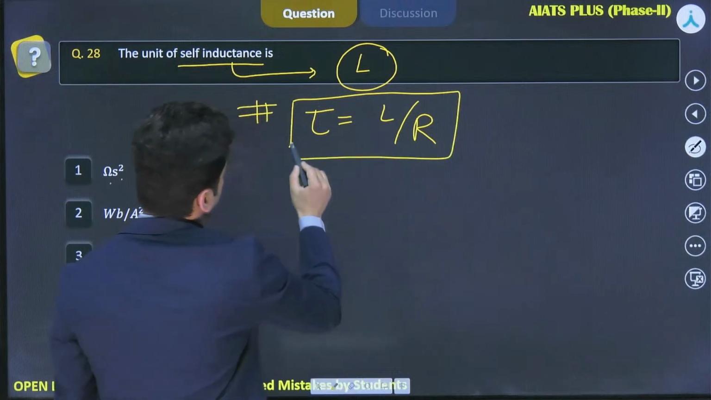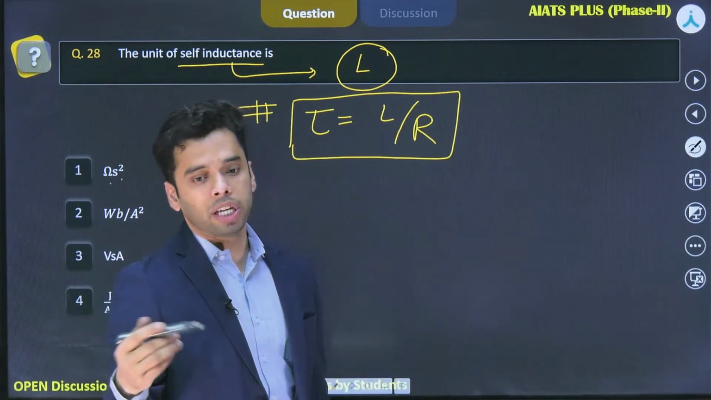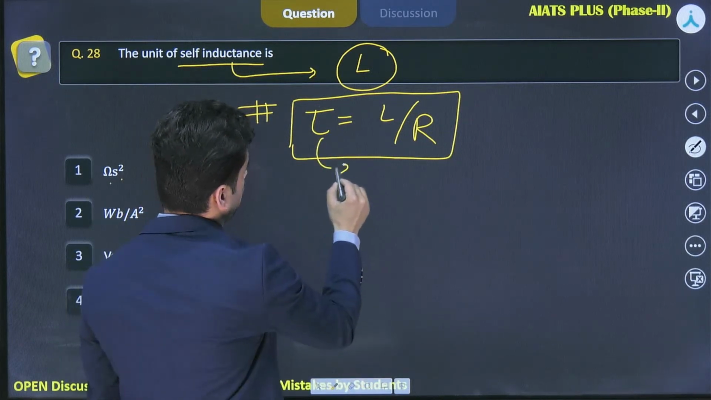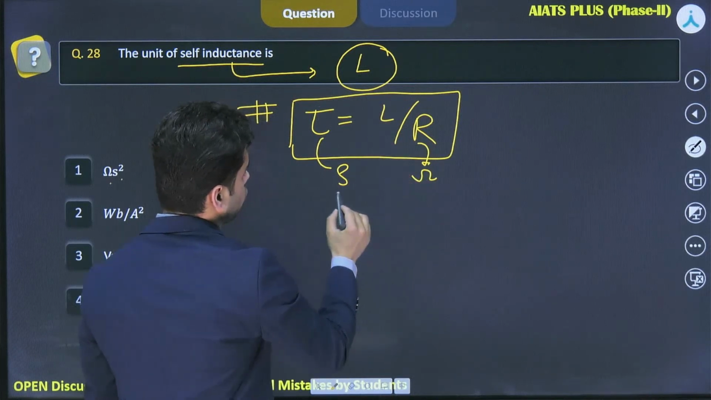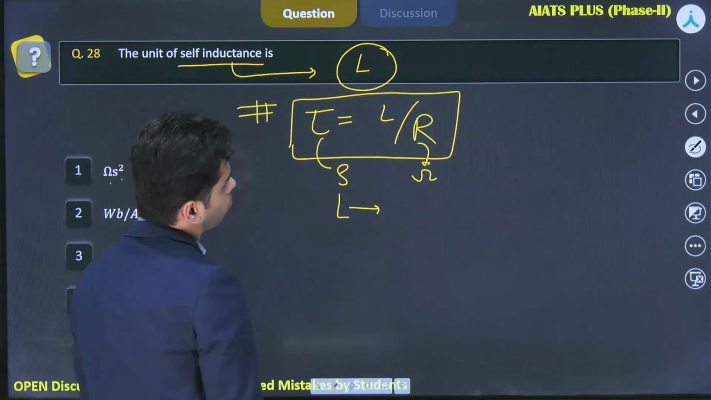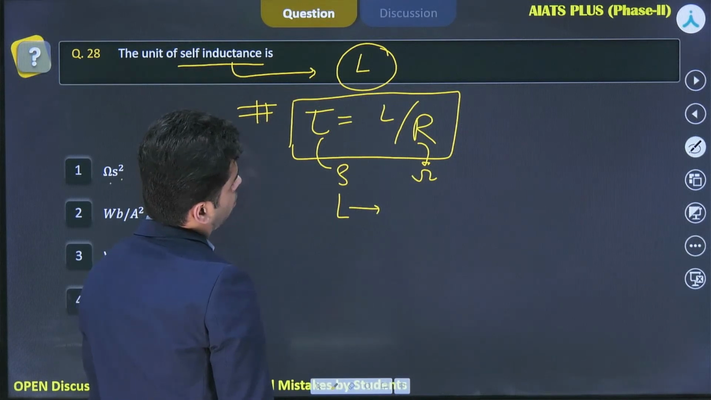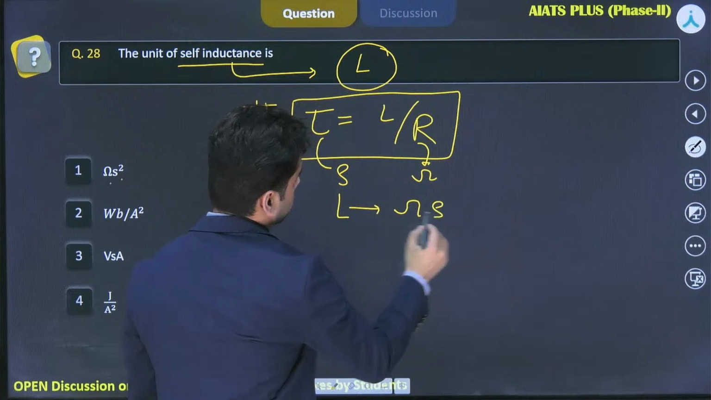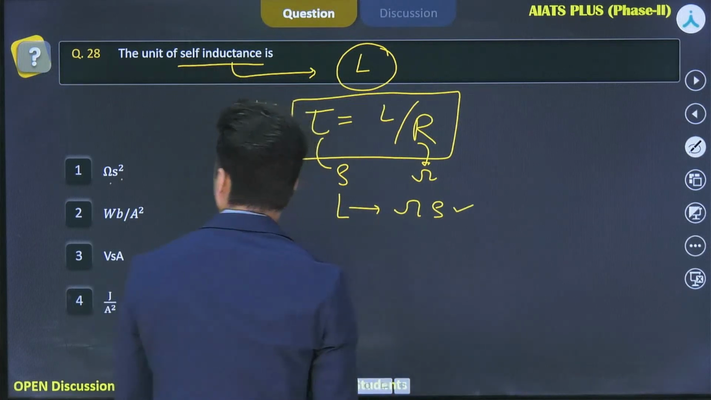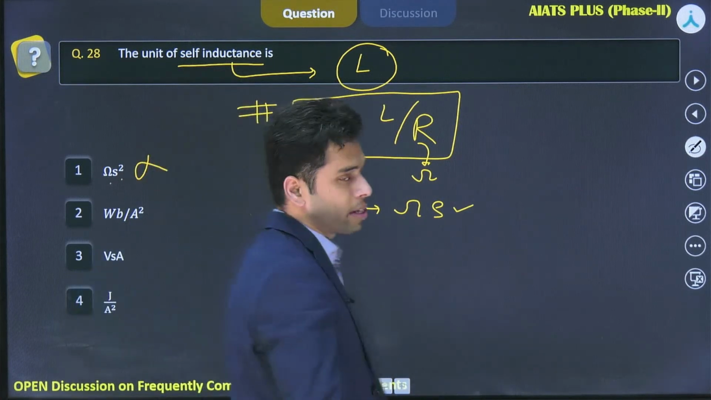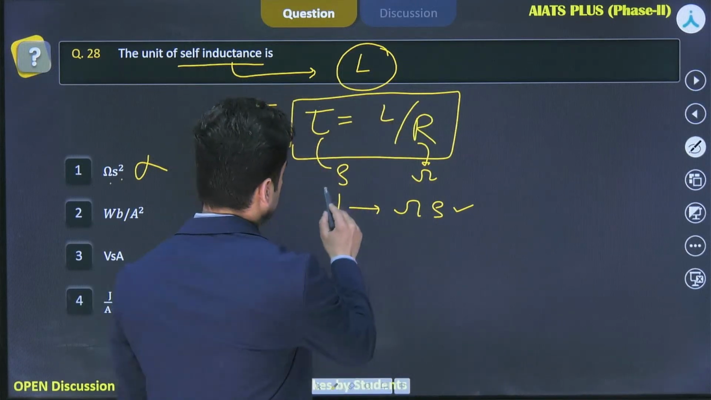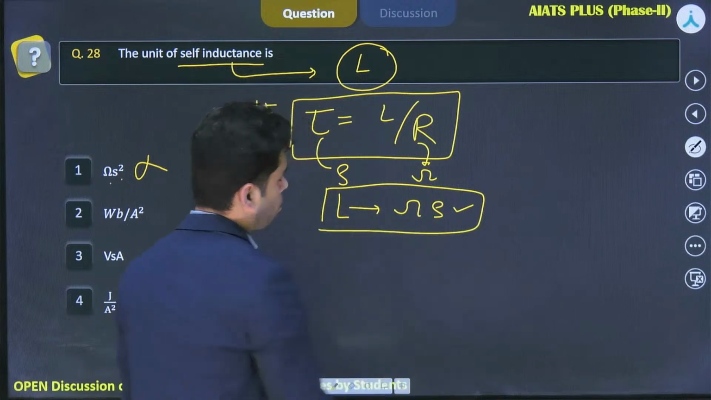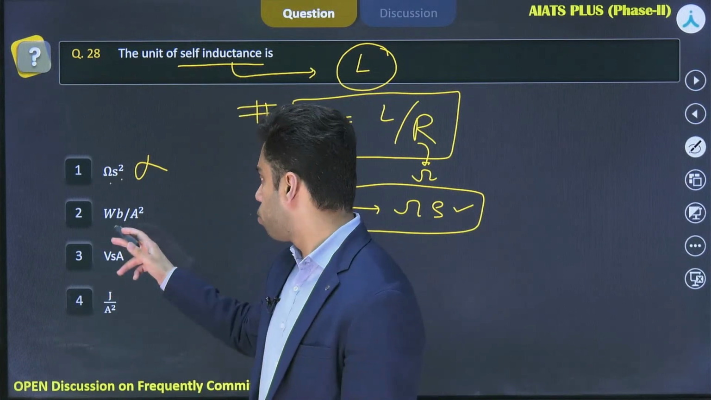Right? Now this time constant will have a unit of second. So this is going to have a unit of second, and this is going to have a unit of ohm. So the unit of self-inductance from here becomes ohm second. Ohm second is the unit, and it is given ohm second square. Ohm second square is given to you, but the unit is coming out to be equal to ohm second. So this one is wrong. Option 1 is wrong.